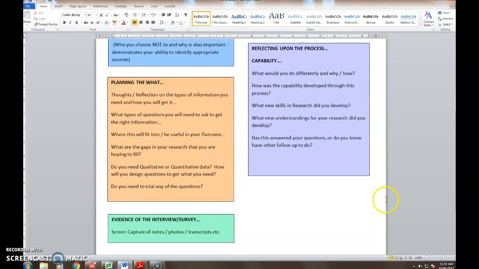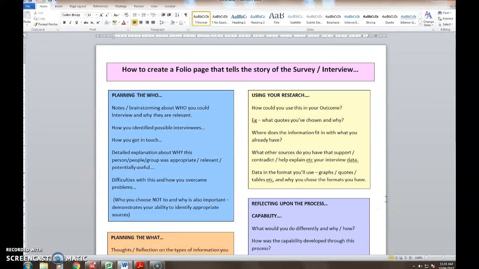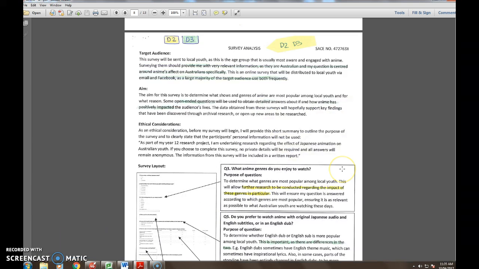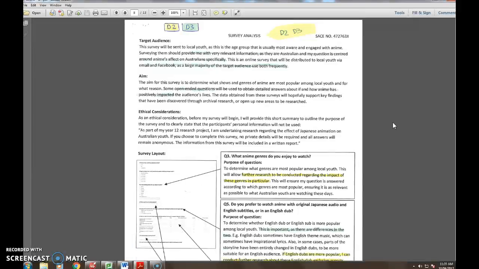So that's a basic rundown on how I would break down a page for a survey or an interview for your folio. A couple of examples of this and what it actually looks like. On the public drive, I've given you examples from previous students, and this is a couple of them. So this is a student who did a survey analysis page.